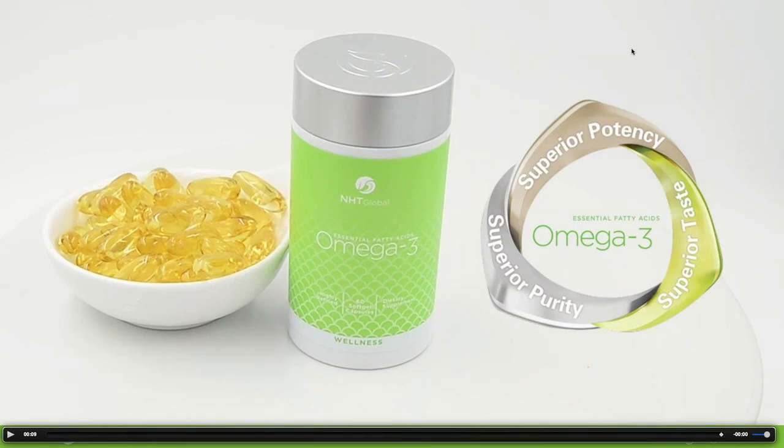The other thing is that with other products, when it comes to purity and potency, and specifically potency, there are some products in the marketplace where it will take between 10 and 20 soft gels to equal just what is in 2 of the NHT omega-3. Next slide.